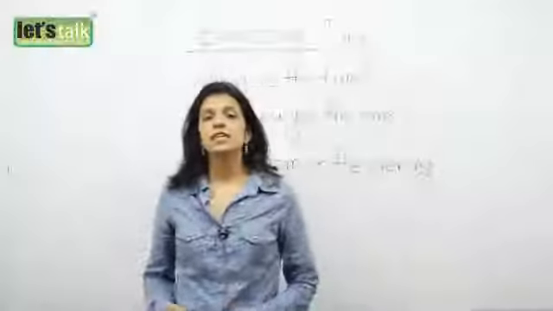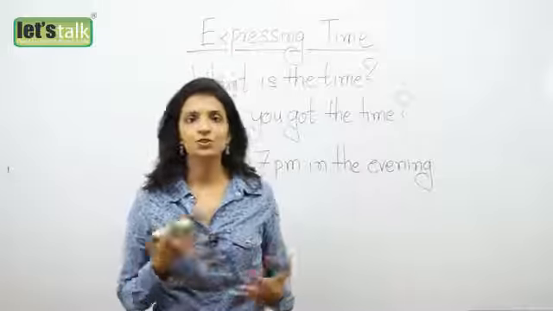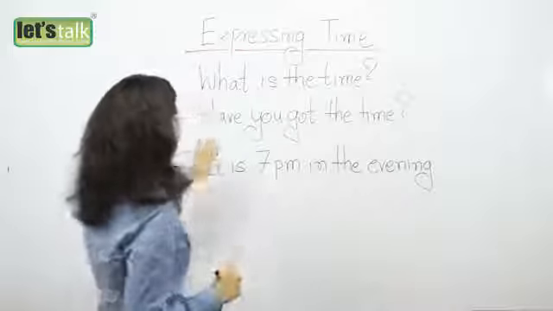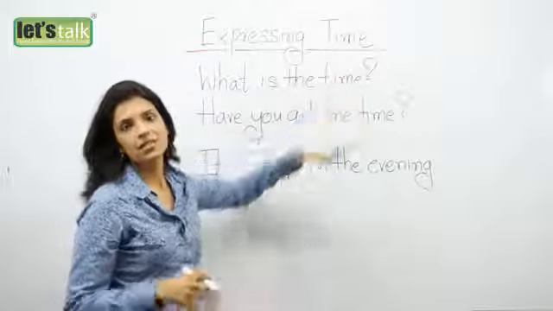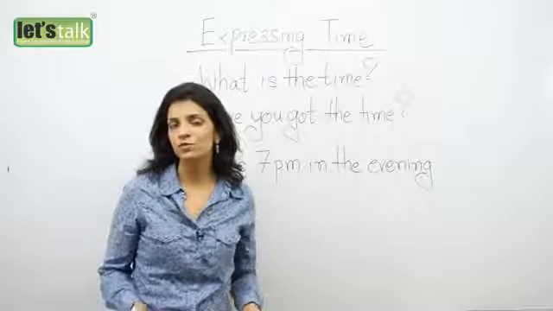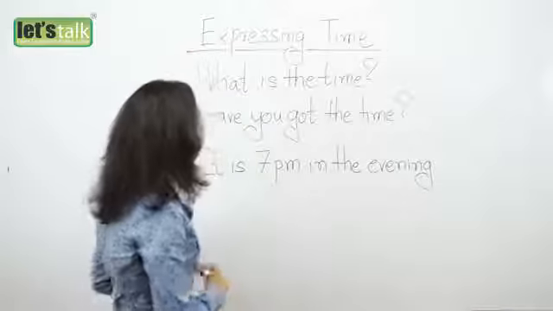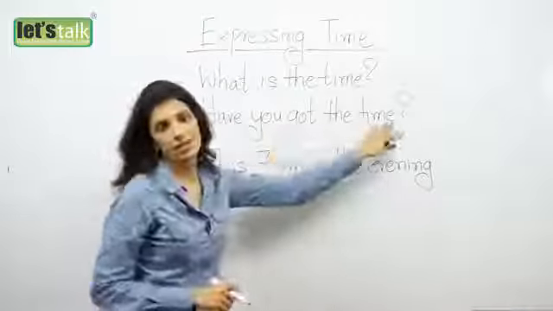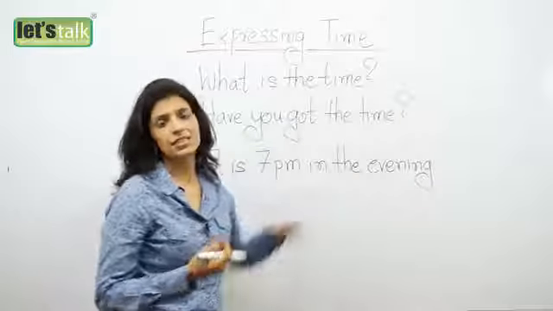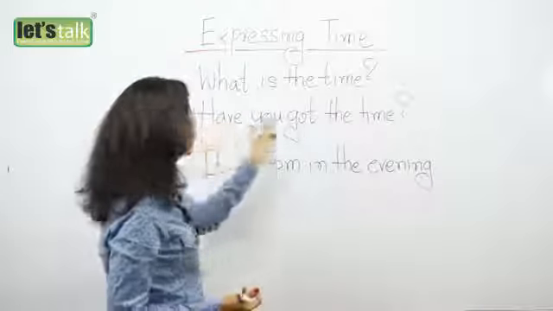Now we're going to see how to ask people the time and how to tell people the time. The first one is, what is the time? This is the simplest and the most common way of asking. Or you may ask, have you got the time? That means the same thing. It's like, do you know what the time is? So, have you got the time?